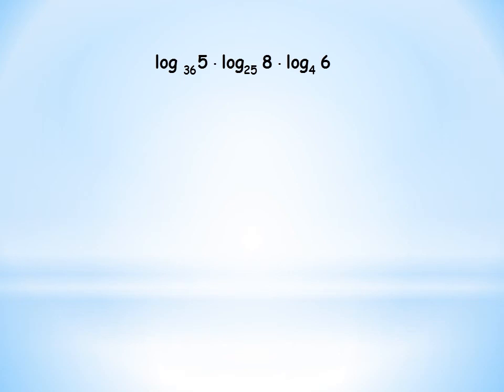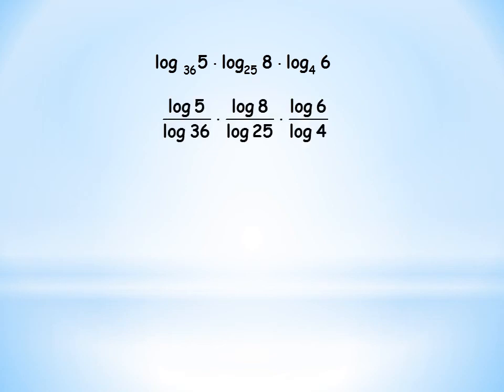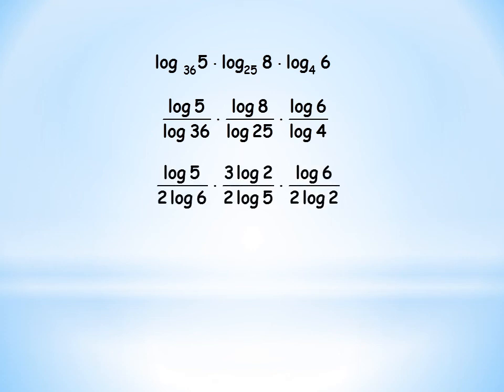All right, put it on pause and see if you can work through this one. All right, change each one of these logs using the change of base rule. So log 5 over log 36, log 8 over log 25, log 6 over log 4. When you can, write them in exponential form and then put the exponent down front, and then cross out any of the logs that can be canceled. Log 5 can be canceled, log 6 can be canceled, log 2 can be canceled, and you end up with 3/8.